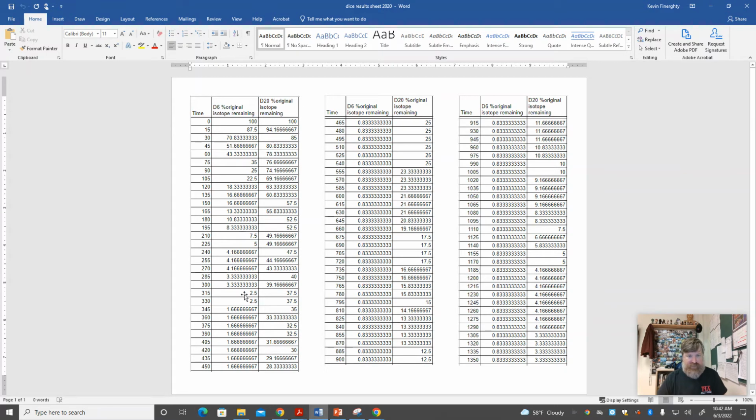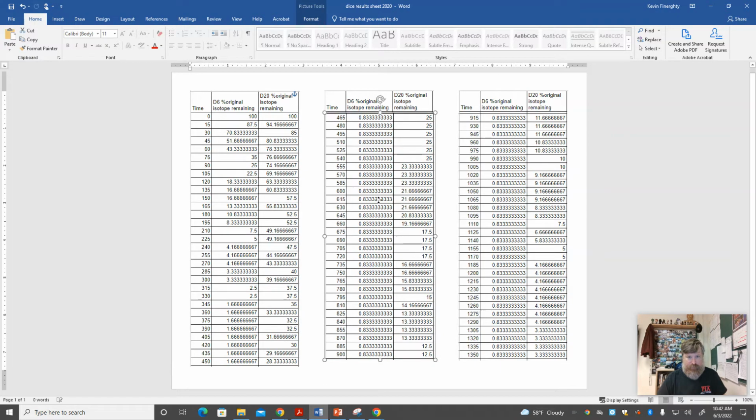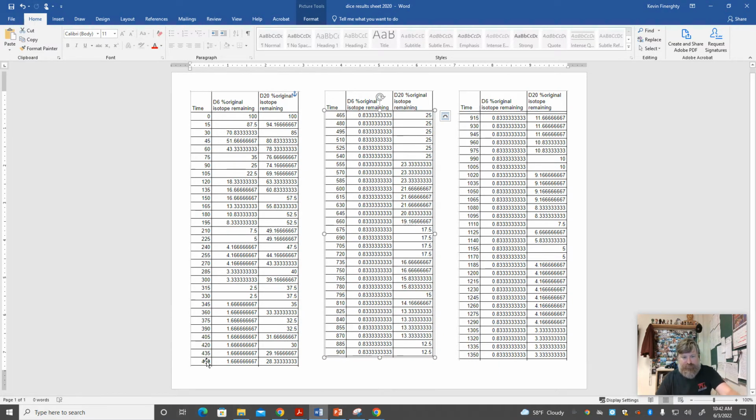This column for the 6-sided die, this column for the 20. And then these, I just did it over 3 columns. It just keeps on going. This is really down there. It doesn't want to let me move it, but you see what I'm saying? The 465 is right after the 450 down here. So it's really one set of data spread over 3 columns, so it can fit on paper.